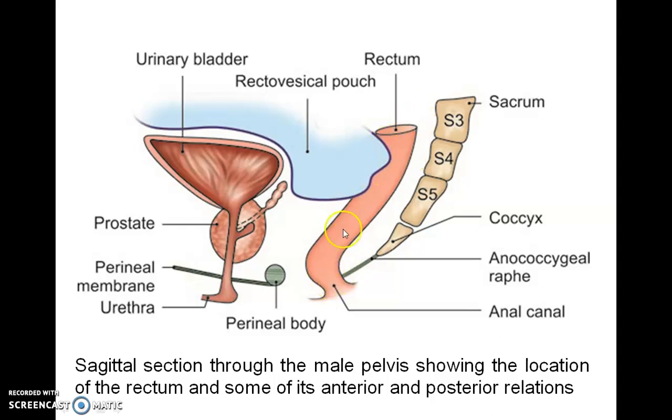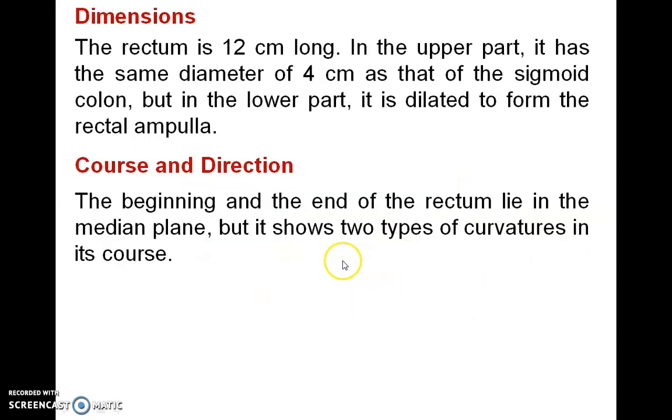So the extension of the rectum is from the rectosigmoid junction, at the S3 vertebra level, till the anorectal junction, which is situated 2.5 centimeters below and in front of the tip of the coccyx. Now we will see its course. The beginning and the end of the rectum lie in the median plane, but it has two types of curvatures.